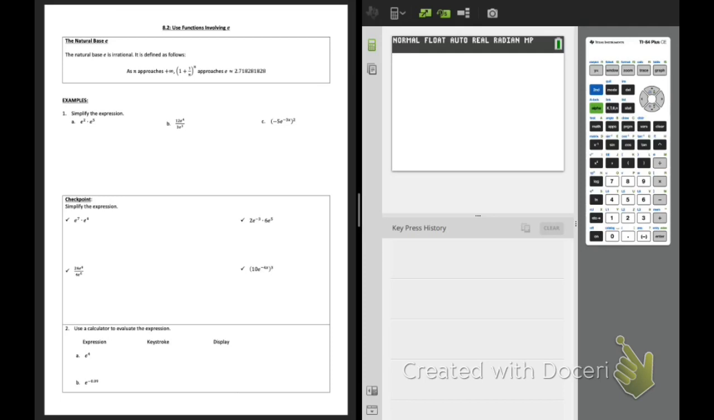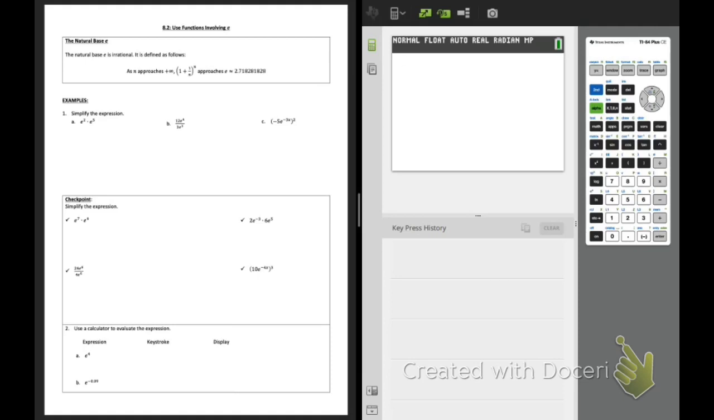This corresponds with section 8.2, which will teach you how to use functions involving e. This lesson, kind of similar to the last one, is going to involve a couple of graphing aspects, and I'm also going to show you a couple of new things to punch in on your calculator. So if you have your graphing calculator handy or something similar, that would be useful to get at this time.